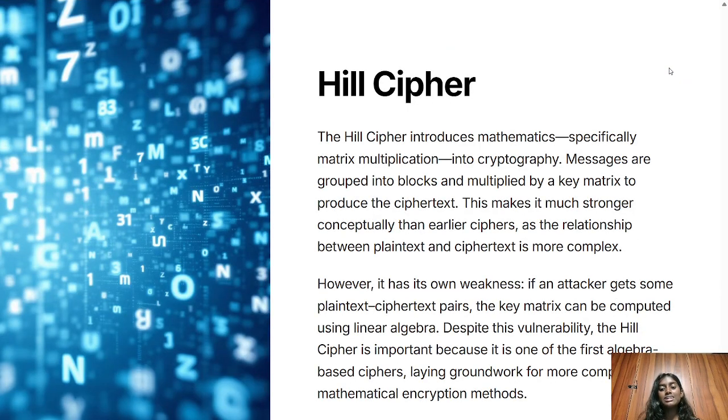Hill cipher. The Hill cipher is one of the first ciphers to use linear algebra. It converts letters into numbers, groups them into blocks, and multiplies them with a key matrix. This introduced strong mathematical complexity, making relationships between plaintext and ciphertext less obvious. However, if attackers get a few plaintext-ciphertext pairs, they can compute the key matrix, which is its main weakness.